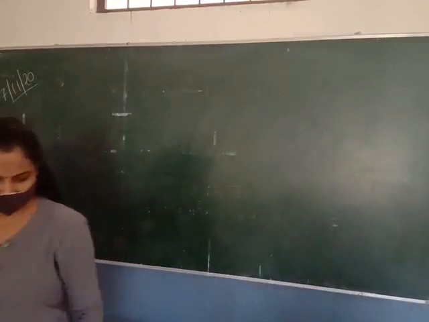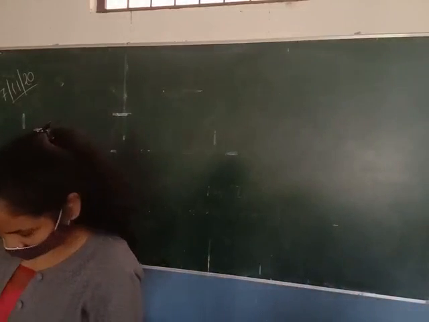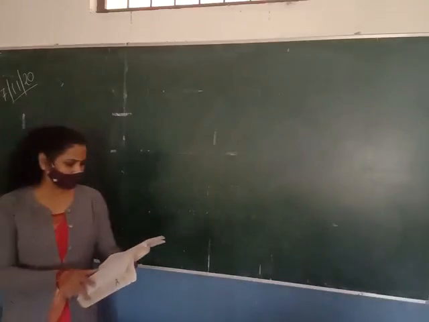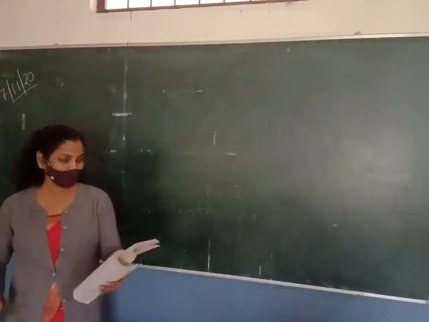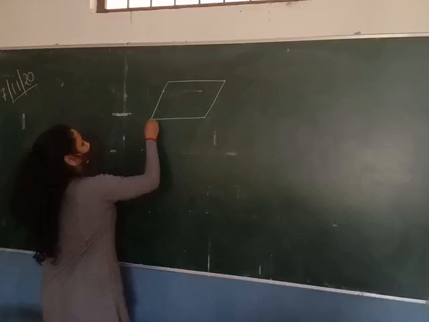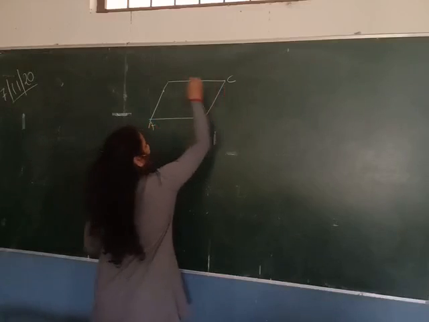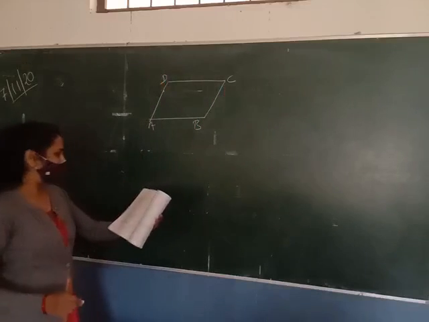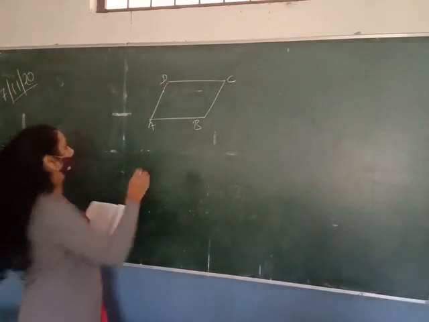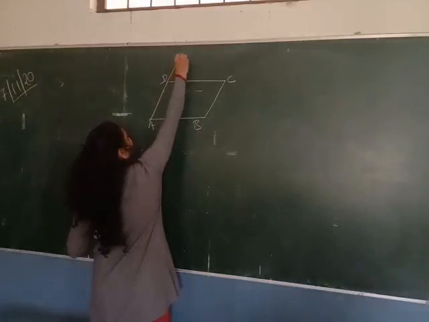Now start with question number 8. The figure of question number 8: E is a point on the side AD produced of the parallelogram ABCD. This is a parallelogram ABCD, and the side AD is produced to the point E.